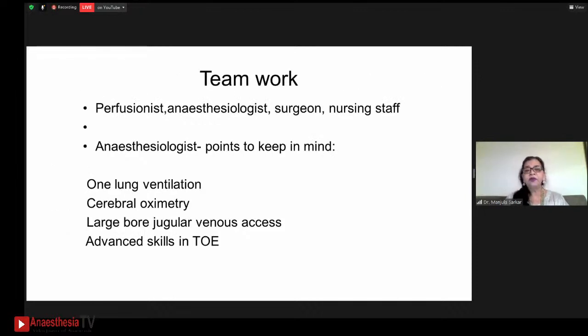Now, this is teamwork. One person cannot do it. Perfusionist, anesthesiologist, surgeons, and nursing staff are needed. Anesthesiologist points to keep in mind are: we will need one lung ventilation, cerebral oximetry, large bore jugular venous access, and advanced skill in TOE.